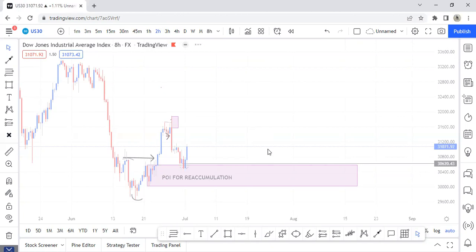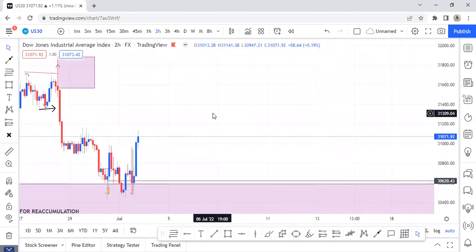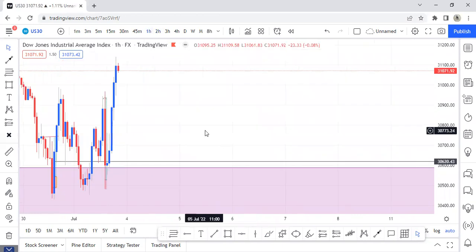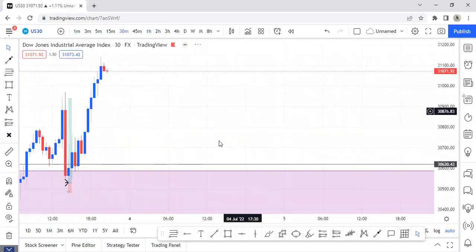I think my network is kind of slow, but it should help. So we are okay. Let's go to the 1 hour. All right, so price finally came to our point of interest. We're looking at buying. So if you zoom into the 1 hour, or let's say 30 minutes, this is how we caught that trade.